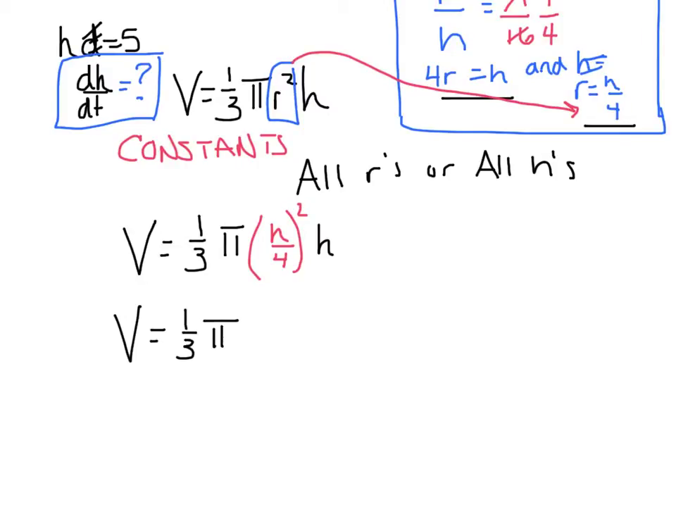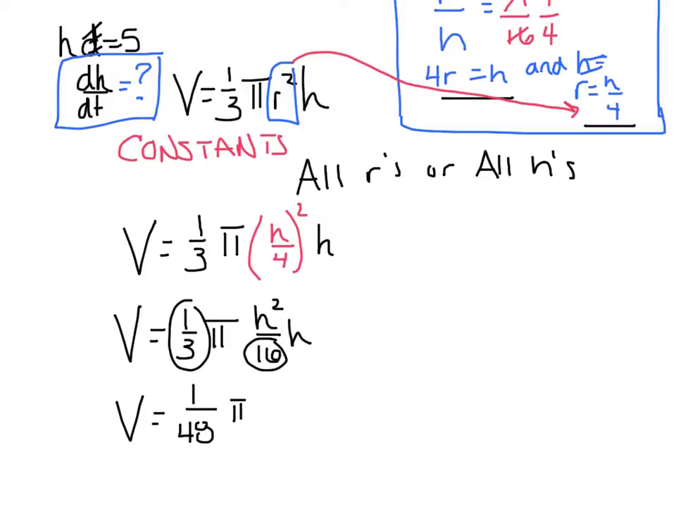I'm going to continue to clean this up with zero calculus involved. 1/3 pi. If I square this, when you square a fraction, you square the top and bottom, times h. So volume equals, I can do my 1/3 times my 1/16 to get 1 over 48 pi. And h squared times h is, of course, h cubed.